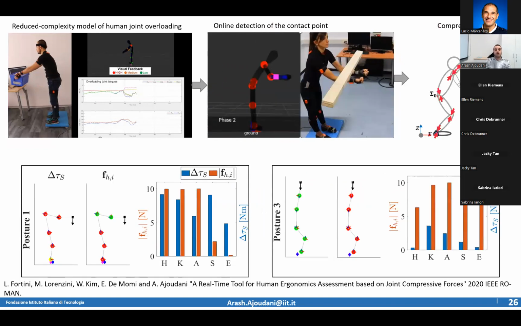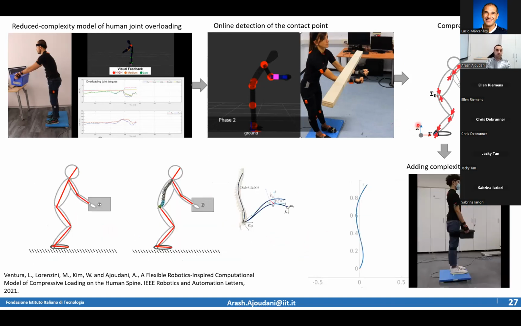And then we also look into compressive forces. For those from a mechanics or robotics background, these are basically internal forces that do not create any torques, but are just joints pushing against each other. In fact, in some postures, forces are insignificant but torques are very significant, and vice versa. So they both need to be considered.